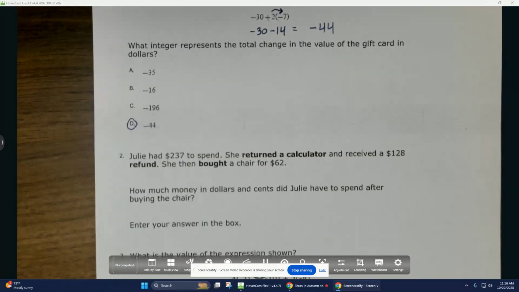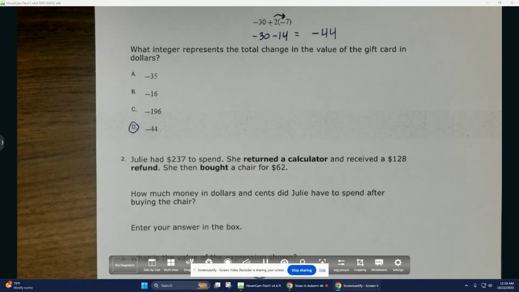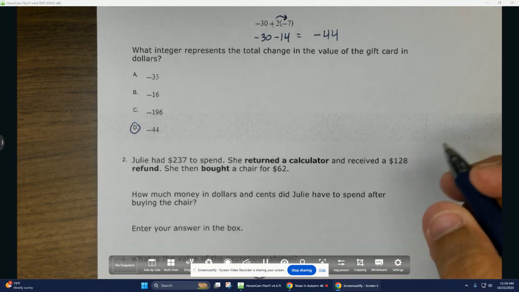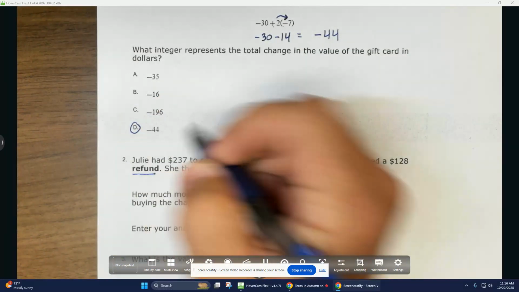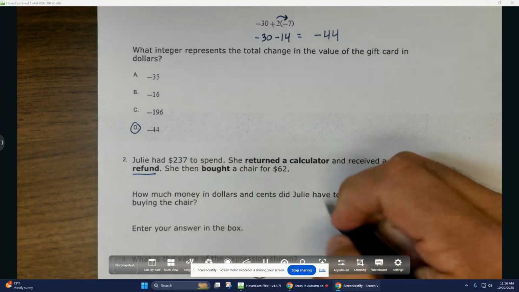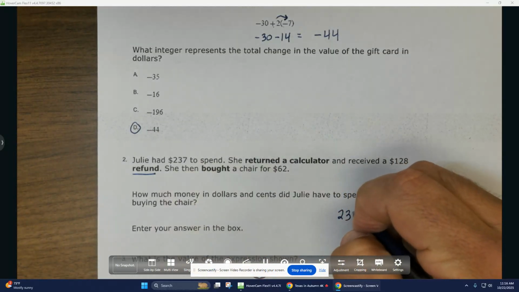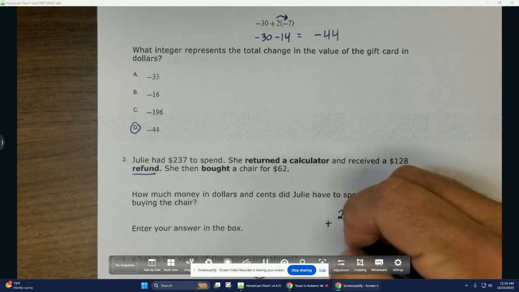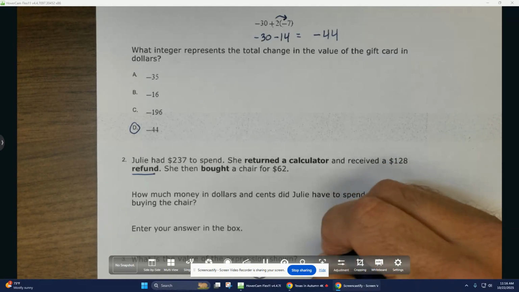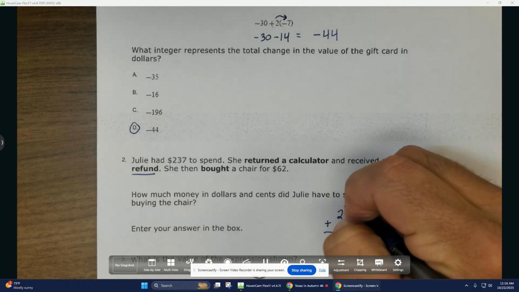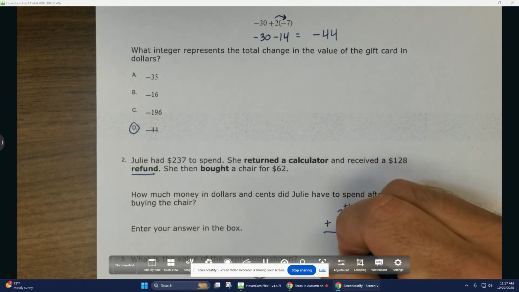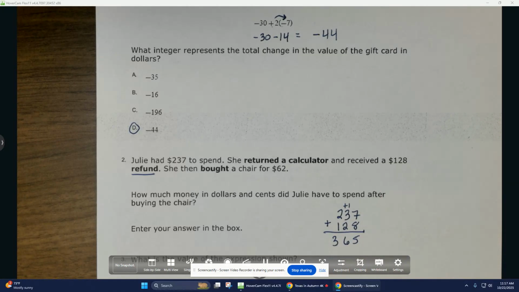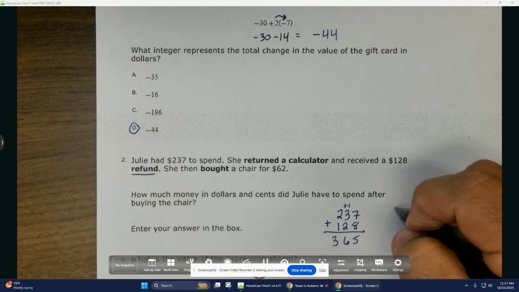All right, number 2. Julie had $237 to spend. She returned a calculator and received a $128 refund. Guys, if you get a refund, that means you get money back. That is a positive number. You get that cash back, so you have to add it. That's 15. 3 plus 2 is 5, plus 1 is 6. So now we have $365.